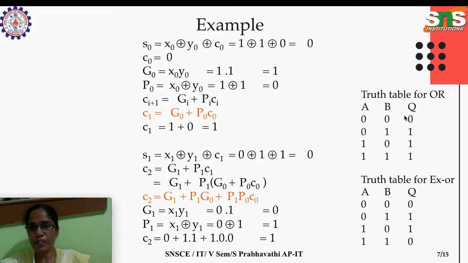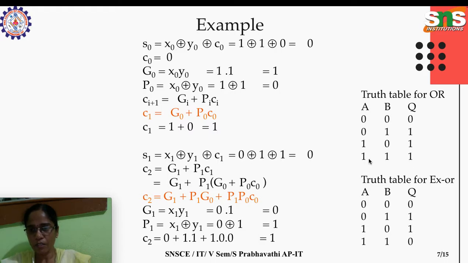Truth table of OR is when both the inputs are 0 0 and the output is 0, otherwise it is 1. XOR will produce an output of 1 only when the number of ones in the input is odd. See here, 1 1 is an even number of ones, so here we will be getting 0 for XOR. So the only difference between XOR and OR is the last value.